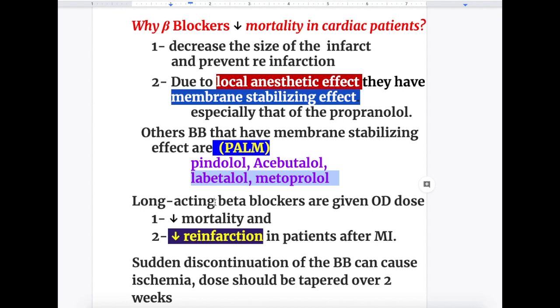The long-acting beta blockers are given once daily. The advantage is that they decrease the mortality and they decrease reinfarction in patients after myocardial infarction. Sudden discontinuation of the beta blocker can cause ischemia, so the dose should be tapered over 2 weeks.